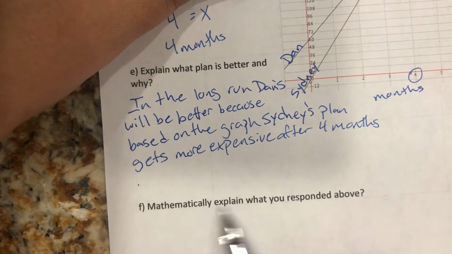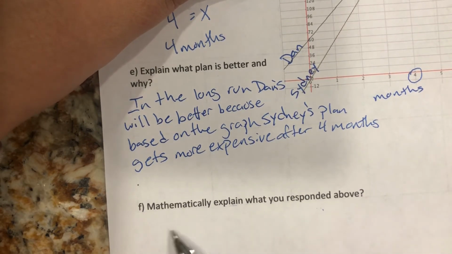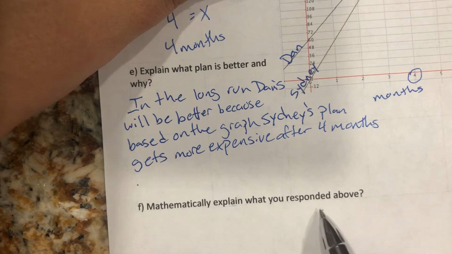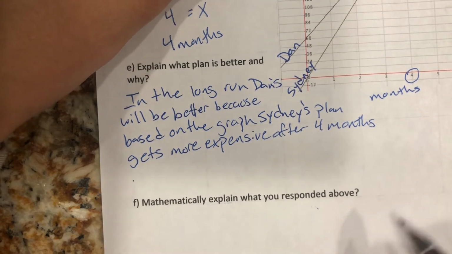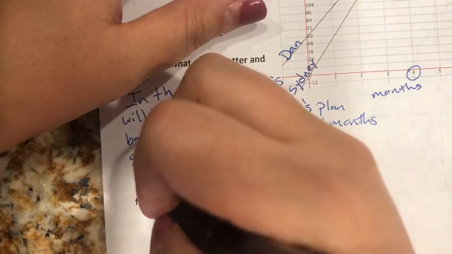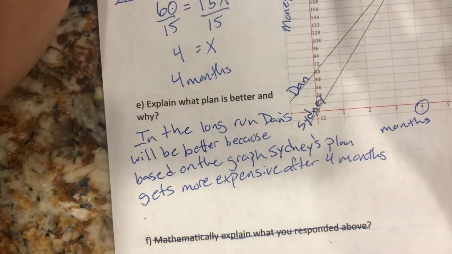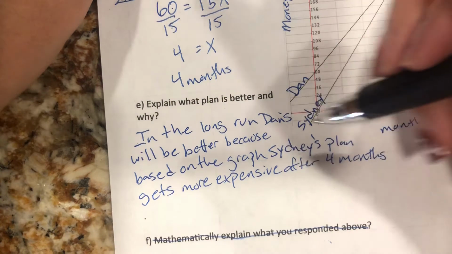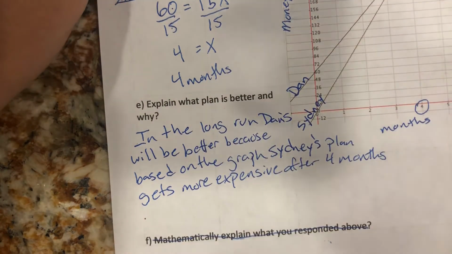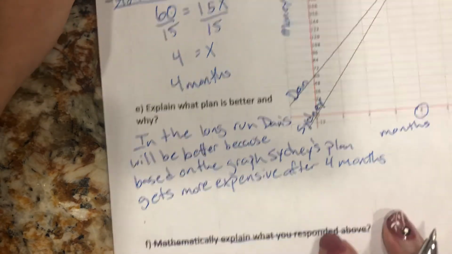And honestly, I don't understand this one. I mathematically explain what you responded above. I feel like with the other questions, you've basically told me everything that you guys do know, so don't worry about F. Same thing for your homework, you're not going to worry about F.